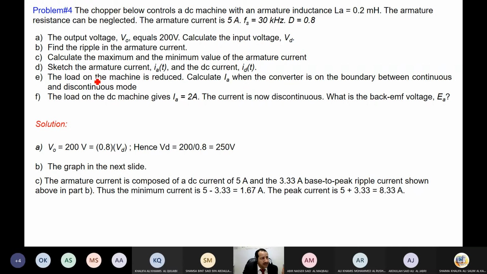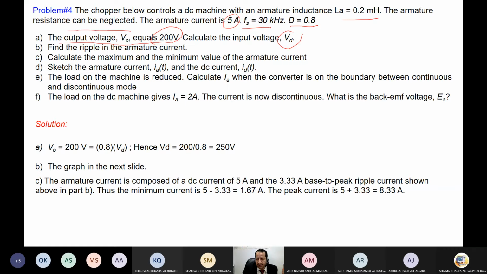Another problem here: the chopper below controls a DC machine with an armature inductance. It is a DC chopper, which is a buck converter. I will see the information first of all. He told me that it controlled a DC machine with armature inductance. He gave me the inductance. The armature resistance can be neglected, the resistance of the load. Armature current is given as 5 amp, and FS frequency is given, so I can find TS. He calculated D for me. Great.